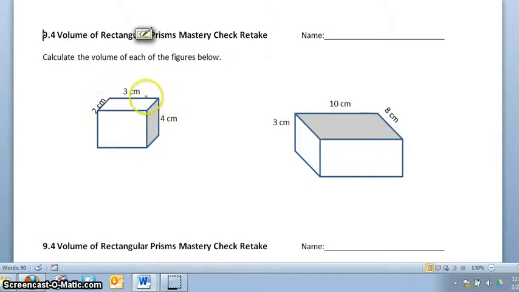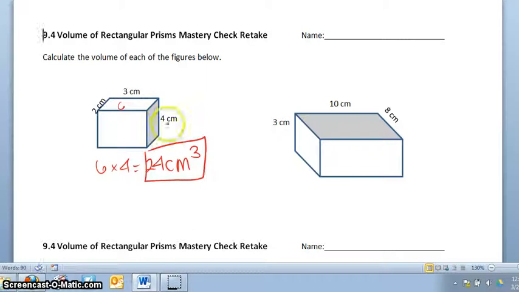So the base of this shape is 2 times 3, which is 6. And we're going to multiply that by the height of 4. So we have 6 times 4, which is 24. We're talking about cubic centimeters because we're talking about three-dimensional volume.